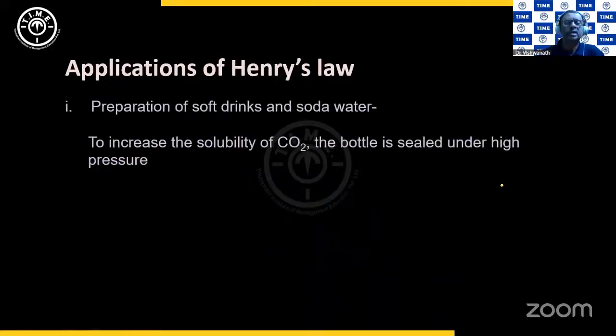The first application is, as we said, soft drinks or soda water, simply. Even the soda water that is supplied on the streets, right? They have this gas bubbled at a high pressure into a bottle, and the bottle is now having carbon dioxide, and then they'll add whatever flavor you have, lemon or whatever it is, and then make it palatable.